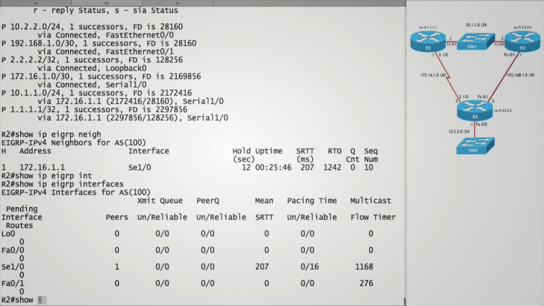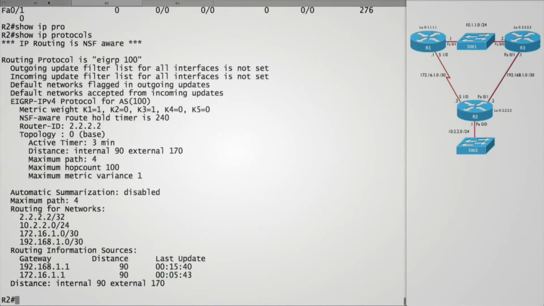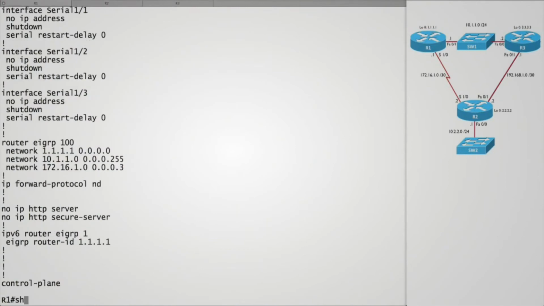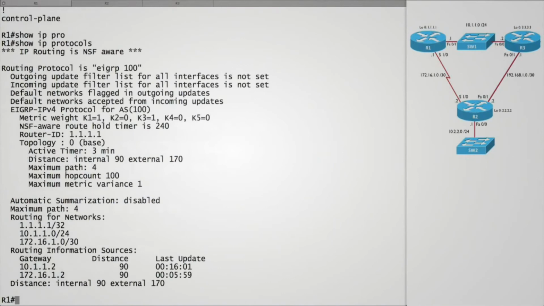Let's take a look at show IP protocols. I'll go over to R1 and we'll give that same command. We'll do a show IP protocols here as well. Again, pause the video if you need to at any point. We might want to look for things like matching K values.